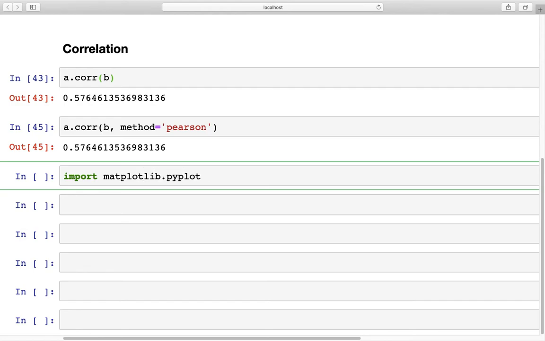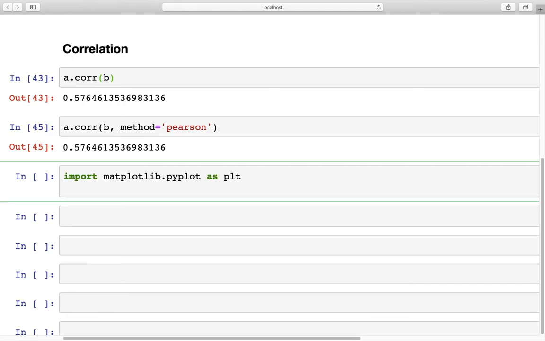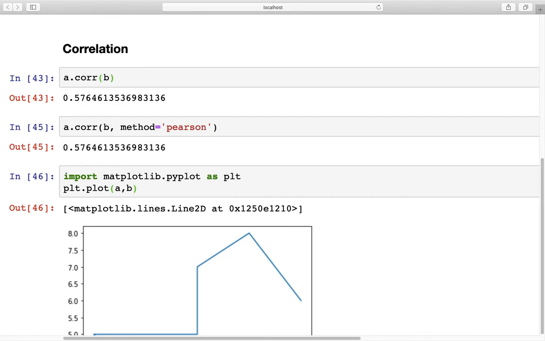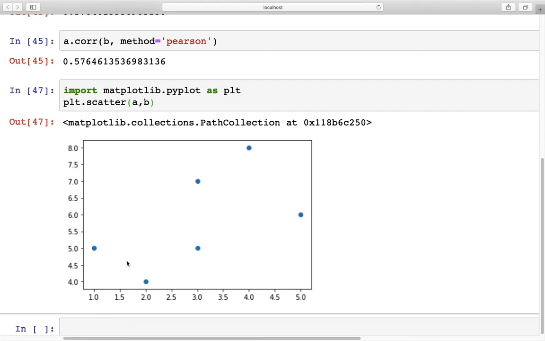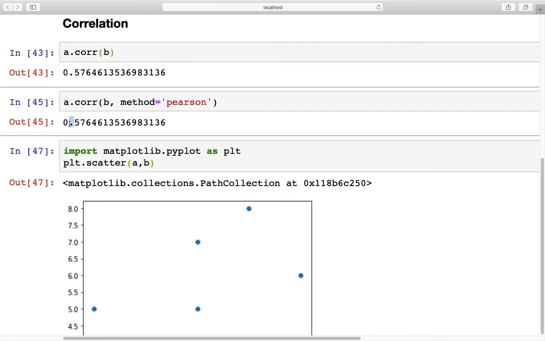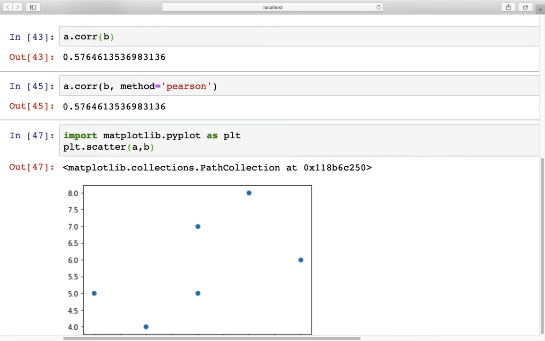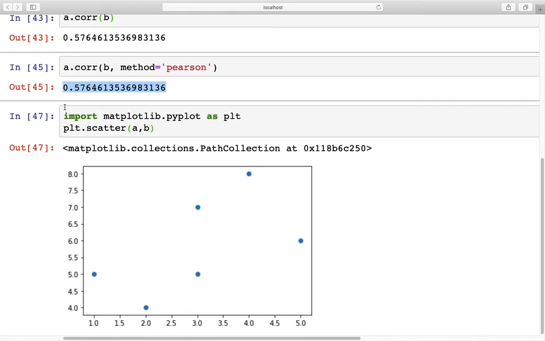From matplotlib import pyplot as plt, and here we'll just try to plot A and B, or just put a scatter. And as you can see, on the x-axis we have A, and it does look like they are increasing. If A increases, B does increase. That could be indicative of this positive correlation value that we get.